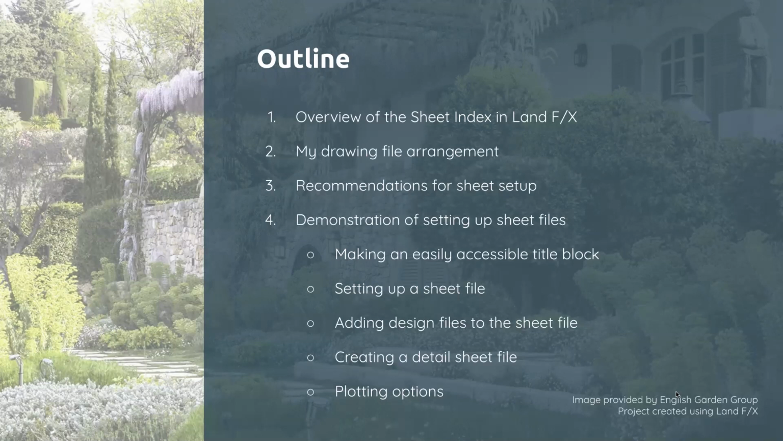And during this demonstration, I will show off making an easily accessible title block. There's a couple different methods for that. And then we'll set up some sheet files and then add designs to those sheet files, and then create a detail sheet file as well. So a little bit of everything here. And then we'll finish it up with some different plotting options for those sheets, because that's the end goal here, right? Is to set up your sheets so that they can be ultimately printed.